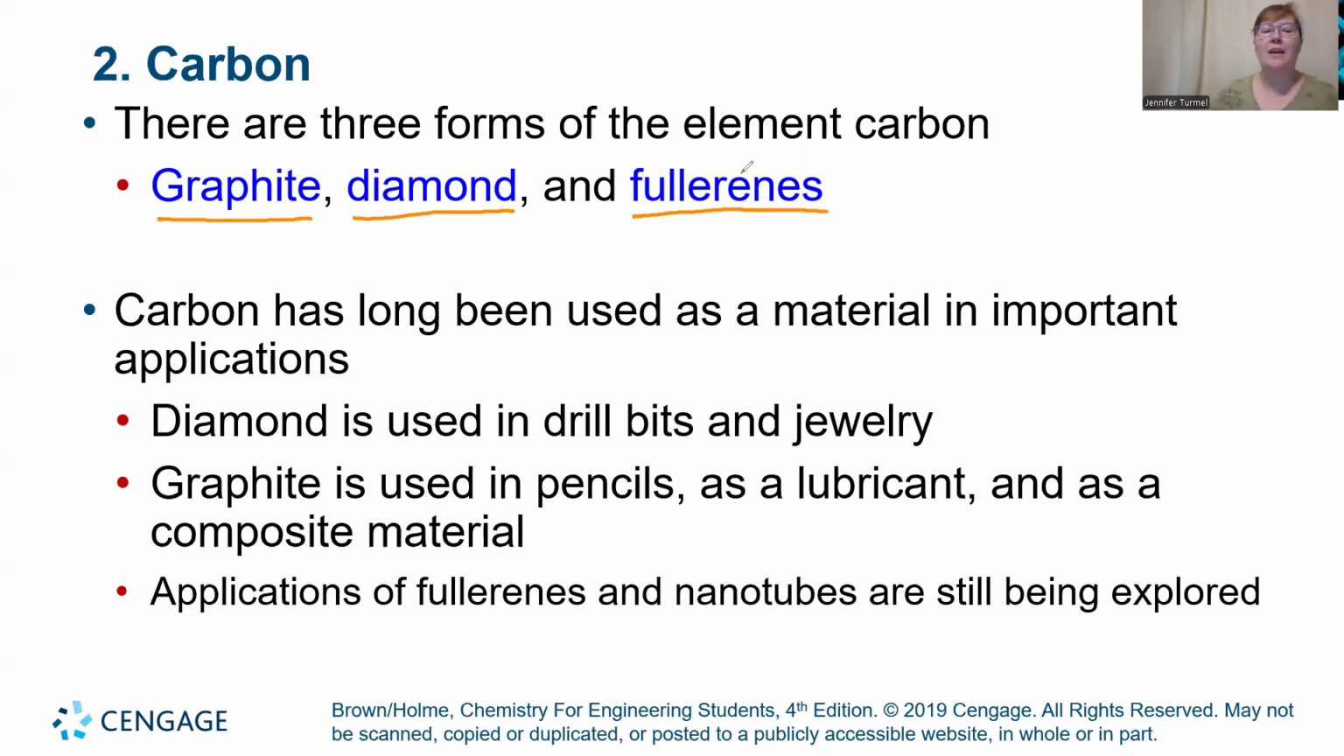So carbon has been a really important material for a lot of different applications. Just a few common ones here: diamond is used in things like drill bits, jewelry, diamond saws, that kind of thing. Graphite is used in pencils, but it's also used as a lubricant and as a composite material. And the bottom one here says that applications of fullerenes and nanotubes are still being explored.